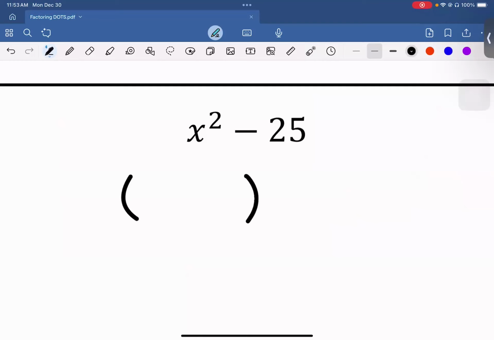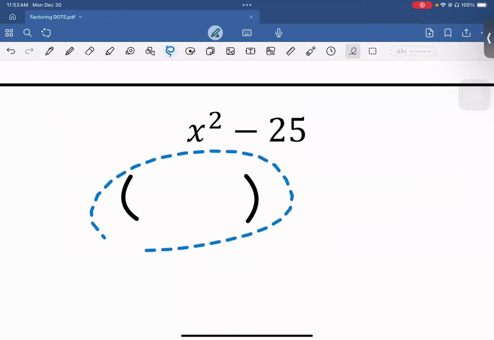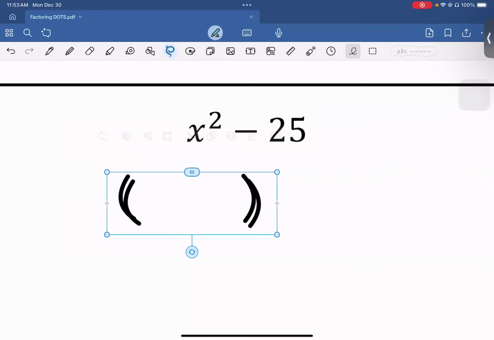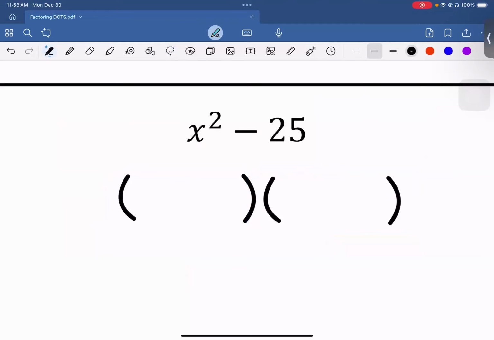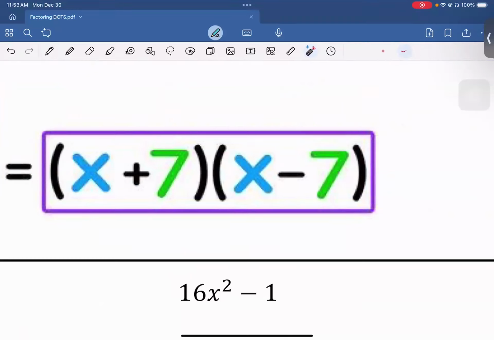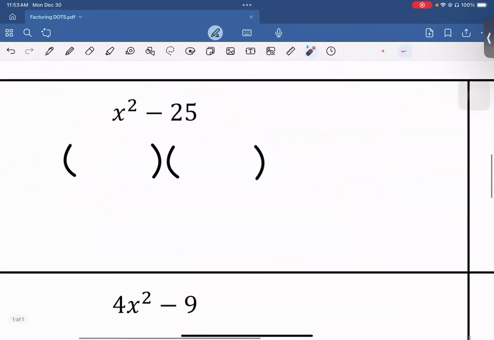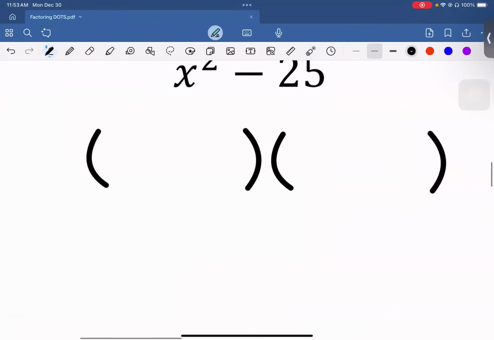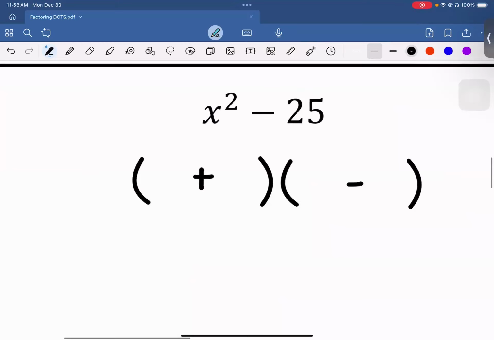So here, I want to always open up two sets of parentheses. So one here, and then I'm just going to copy this over. Then I have another one. You always want to make sure, like I just said, that there is a plus and a minus. So I'm going to put a plus and minus in my parentheses. Now, I always tell my students, what letter or what variable are we working with? Obviously, it would be the x. So I'm just going to put an x here and here.